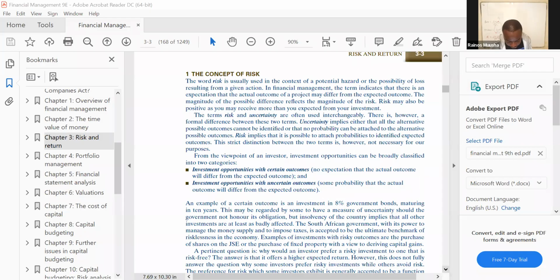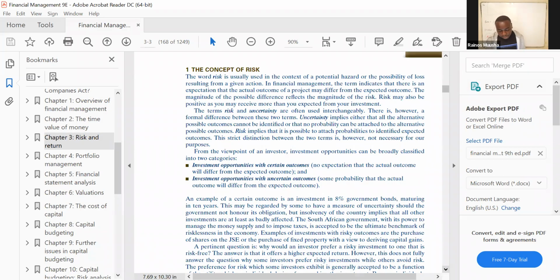So based on this, if we now look at section 1, which looks at the concept of risk, before we go on to section 1, are there any questions so far?